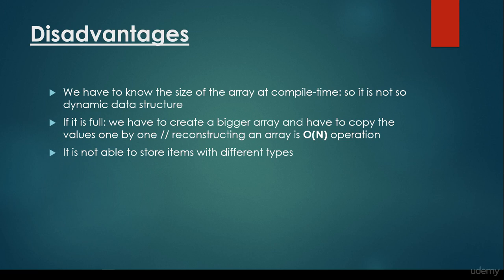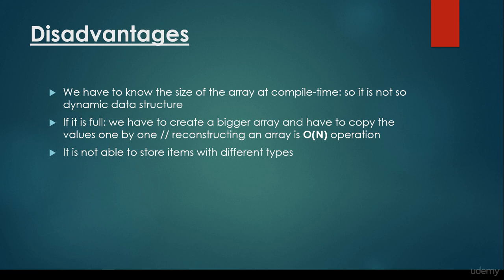What about the disadvantages of arrays? First, we have to know the size of the array at compile time, so it is not a very dynamic data structure. If it is full, then we have to create a bigger array and copy the values one by one from the old array to the newly created array. Basically, reconstructing an array takes O(n), so linear time complexity. Why? Of course, because we have to copy all the items one by one. So we have to iterate through the whole array and copy the items. That's why it's going to have O(n) linear time complexity.